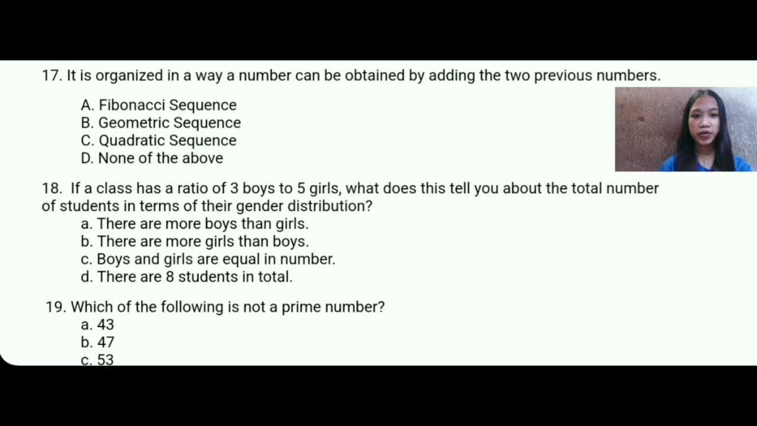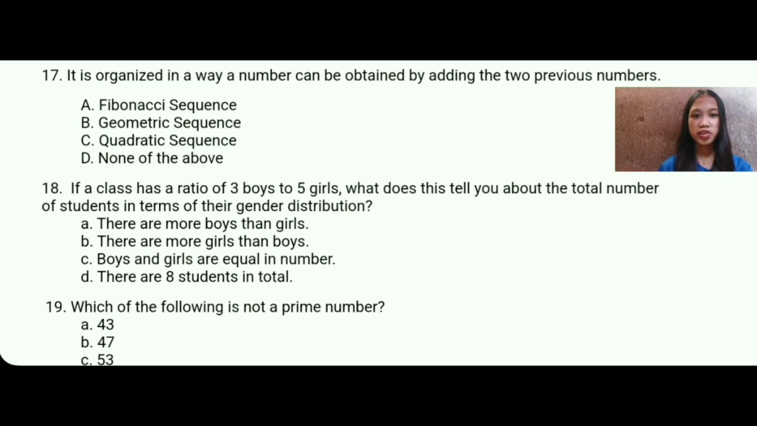So let's find out why other options are incorrect. For letter B, geometric sequence, it is formed by multiplying a fixed number or common ratio to each term to get the next term. So this does not involve adding the two previous terms, so it is incorrect. For letter C, a quadratic sequence, it is based on a second degree equation, like for example, n squared plus n plus 1. So it is not defined by summing the two previous terms. So this is also incorrect.